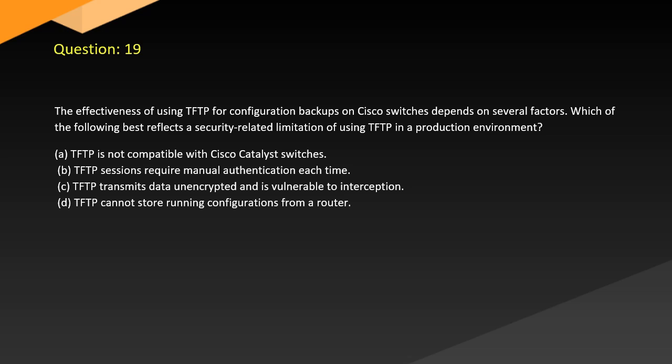Question 19. The effectiveness of using TFTP for configuration backups on Cisco switches depends on several factors. Which of the following best reflects the security-related limitation of using TFTP in a production environment? A. TFTP is not compatible with Cisco Catalyst switches. B. TFTP sessions require manual authentication each time. C. TFTP transmits data unencrypted and is vulnerable to interception. D. TFTP cannot store running configurations from a router.